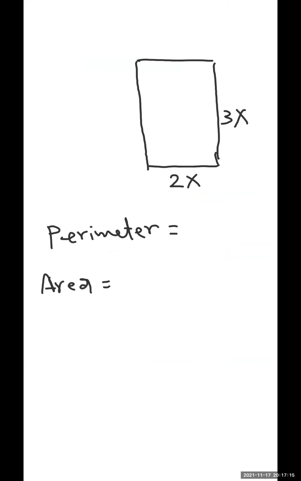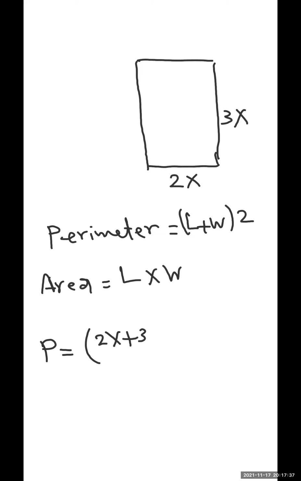For the rectangle, guys, there's a general formula for the perimeter and the area. Perimeter equals what? Length plus width times 2. And what about area? It's length times width. So the perimeter will equal length plus width, 2x plus 3x, times 2. This means 5x times 2, so 10x. Correct?